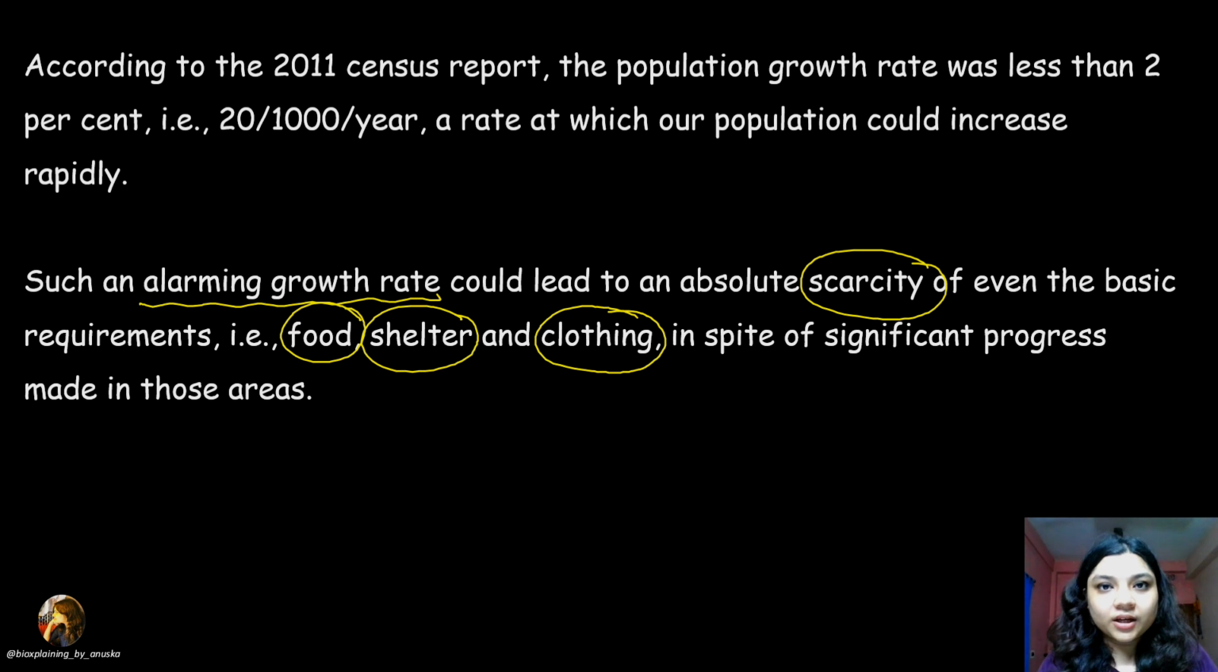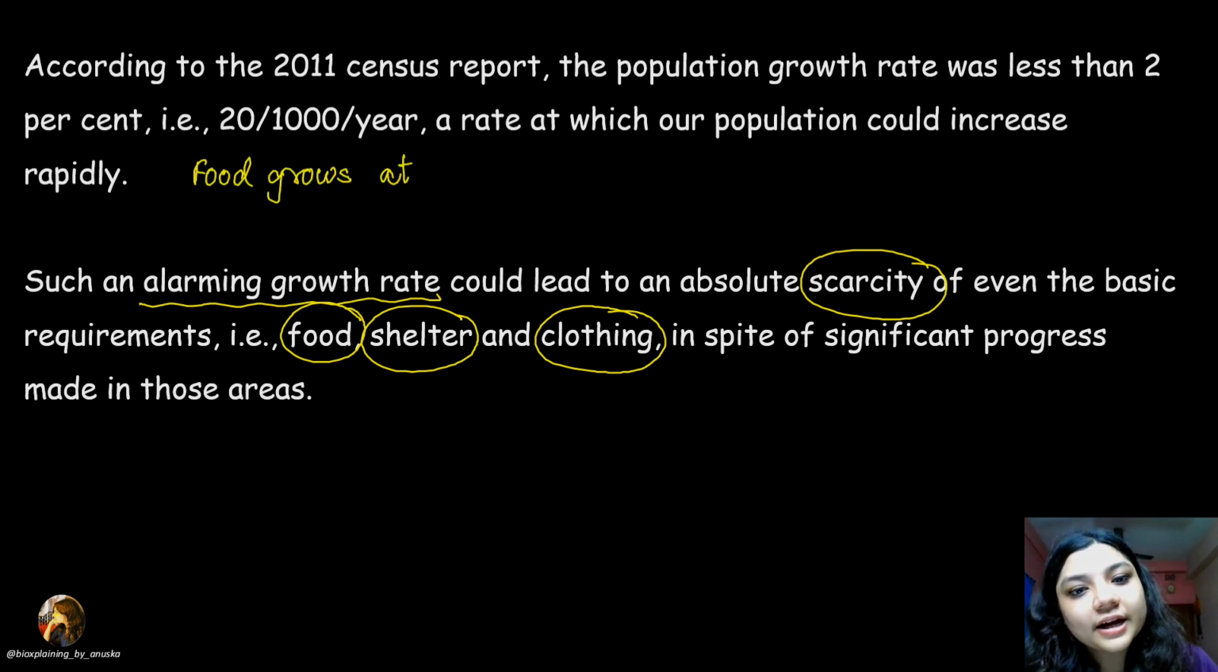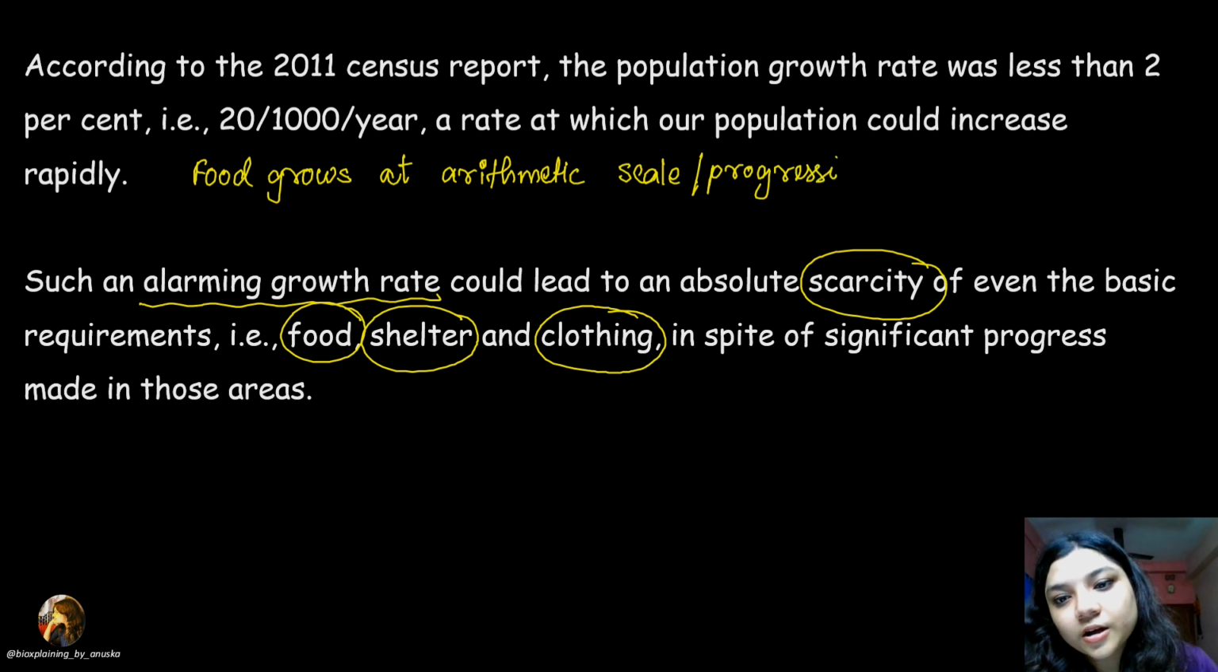Significant progress is happening. Food industry is also progressing. Clothing industry is also progressing. More and more flats and buildings are being built. But still, the rate at which population is growing is high, so it could not be at par. So what do we say? Food grows at arithmetic scale. Okay, you can also call it arithmetic progression.